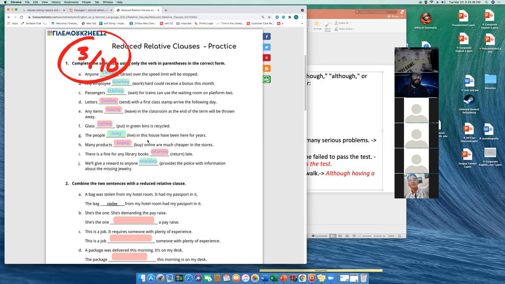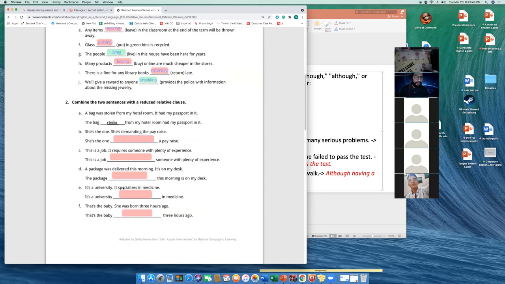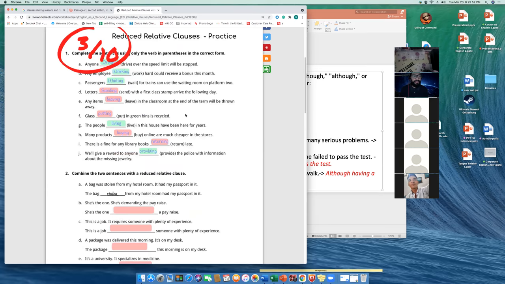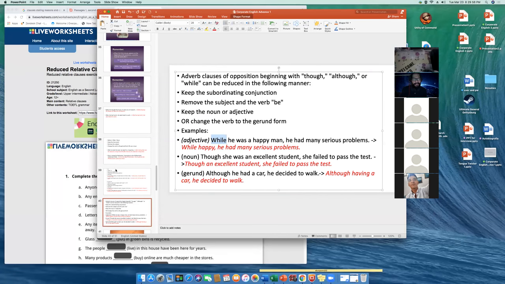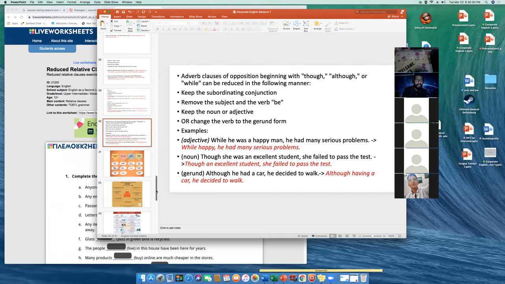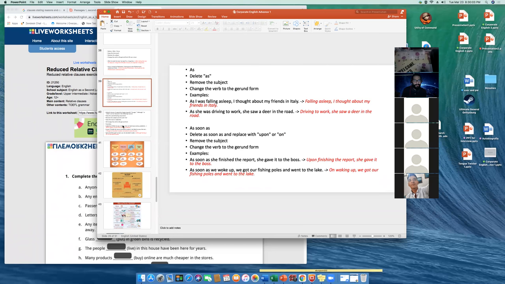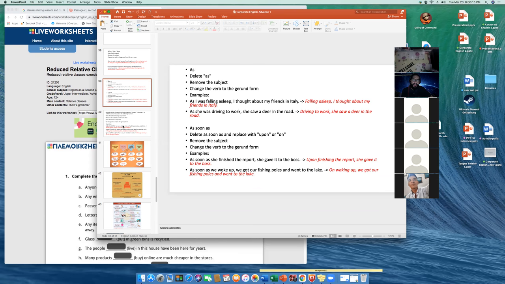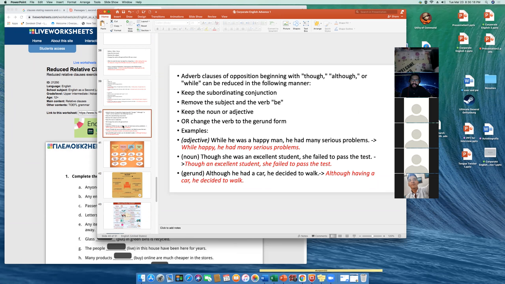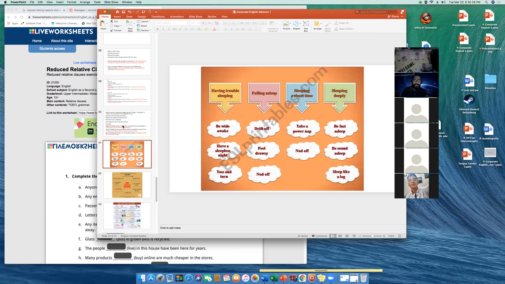All right. So this is the exercise that we're working on. There's another portion for it. Hopefully we have a little bit more time. Let me go back a little bit here. Some of the exercises that we saw talked about time clauses, in this particular case, before, after, and since, as soon as, and then some of the adverbs, though, although, and while. In the next section of the modules, we start to look at something a little bit different.